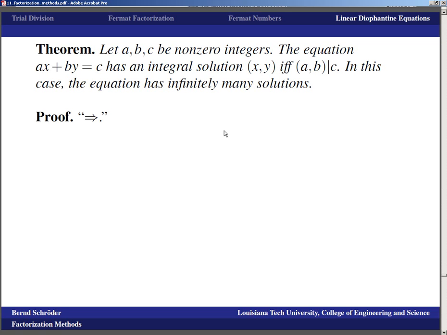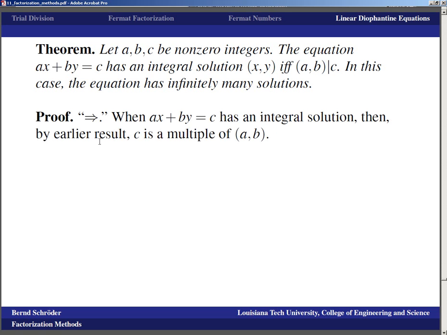Okay, how do you work this out? Well, we go left to right, so we assume that this equation has an integer solution. Then, by an earlier result, we know that all the linear combinations of a and b are multiples of the greatest common divisor of a and b, and so that means that c must be a multiple of the greatest common divisor of a and b. Well, that wasn't too bad.